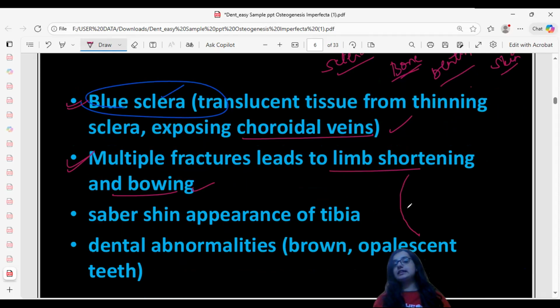Saber is a weapon like this, just like a talwar is there. It is a weapon like this. So there is a bowing that is taking place. Saber shin appearance of the tibia.